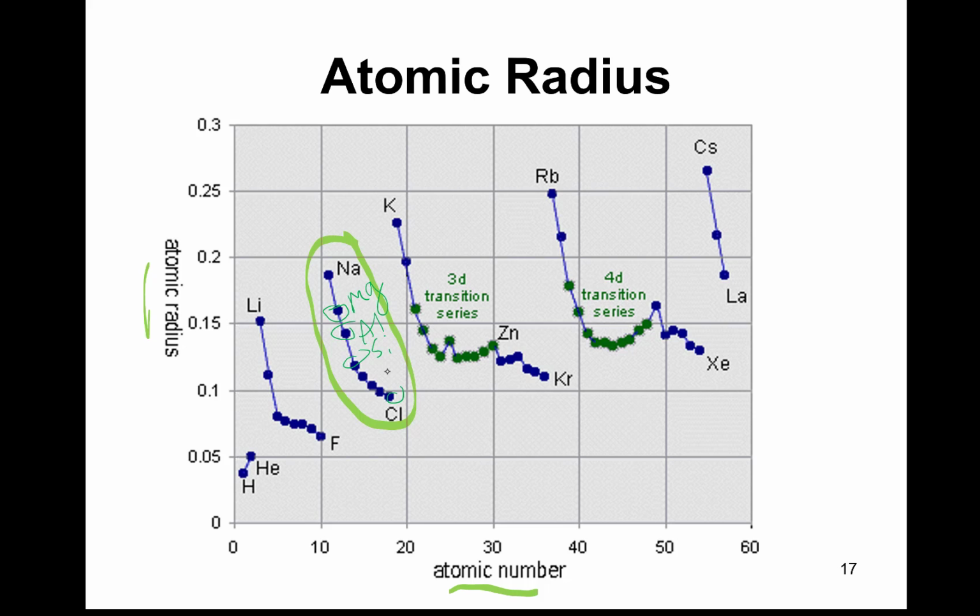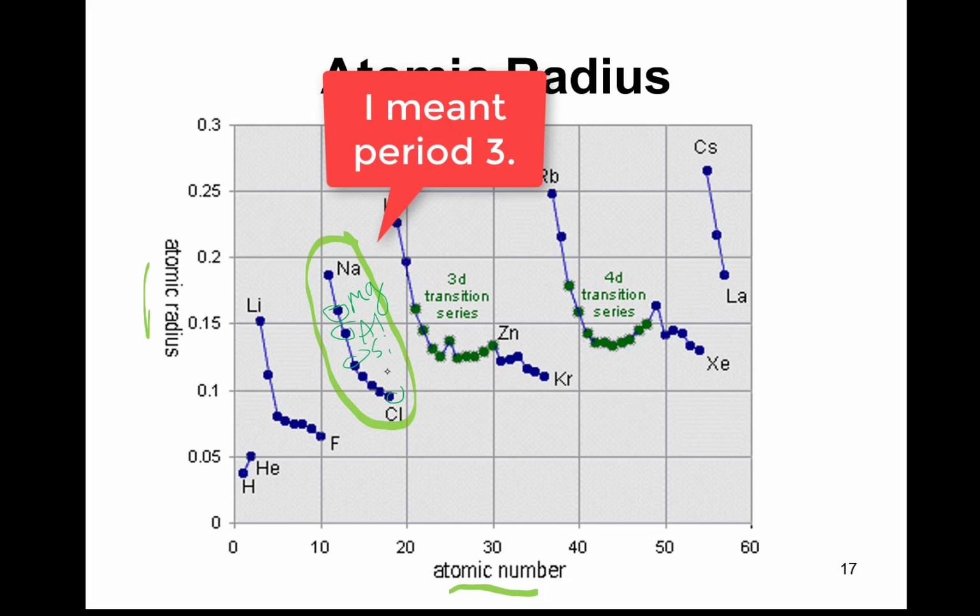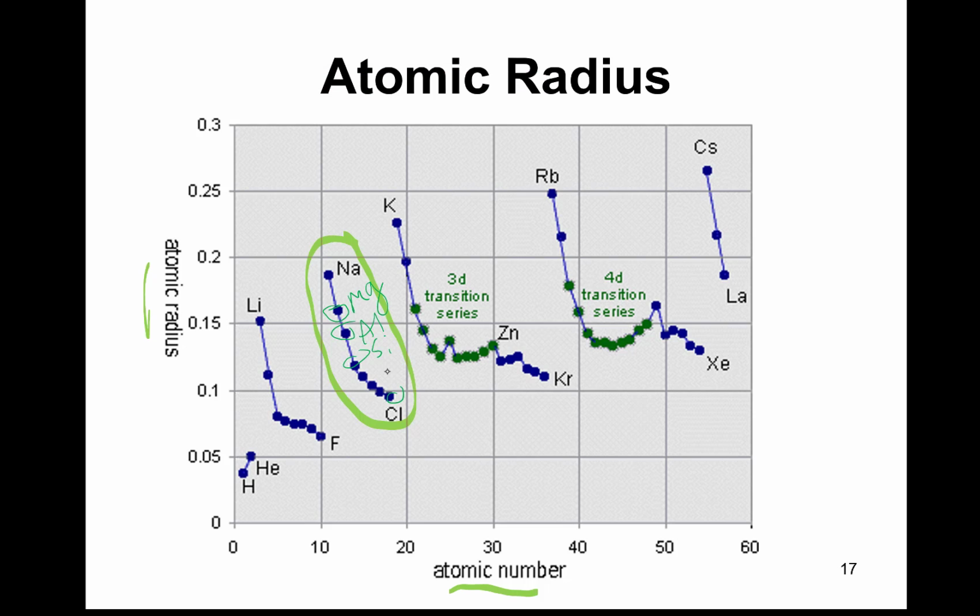That's true for period 3. That's also true for period 2, period 4, etc. So this is period 2, period 3, period 4. Now you'll notice if you look at period 4, there's a little blip here. So it's not perfect, this trend, like it's not going to be exactly decreasing every single time. There will be some anomalies for different reasons, but the general trend will stay the same.